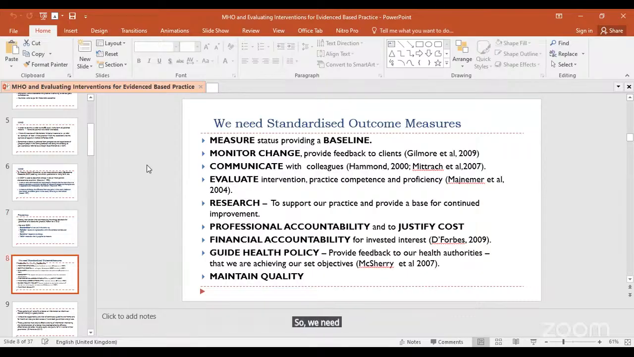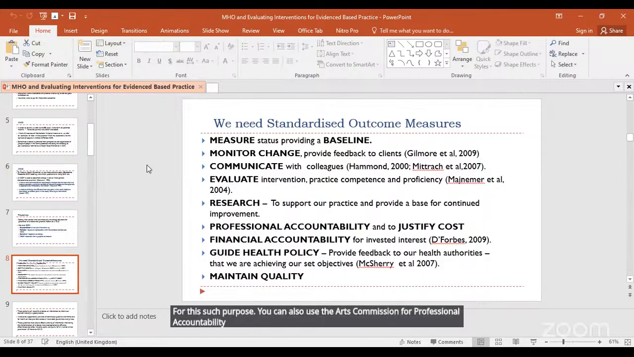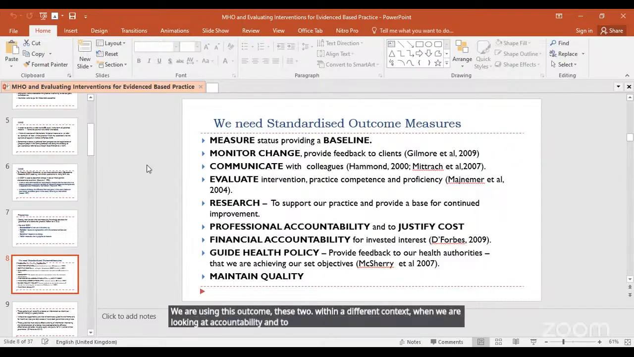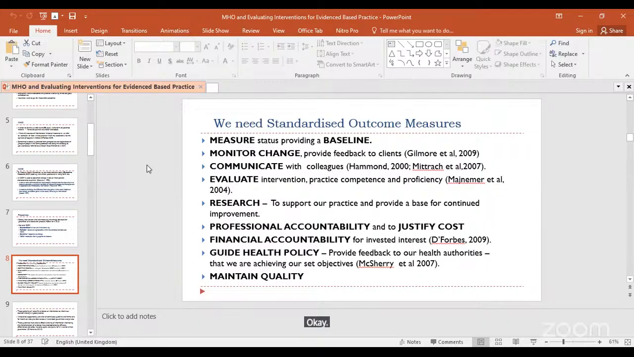So we need standardized outcome measures to measure status, provide a baseline to monitor change, provide feedback to clients, communicate with colleagues, evaluate our intervention, and show practice competence and proficiency for research purposes. We can also use the outcome measure for professional accountability and to justify the cost of treatment. Again, now we are using this tool within a different context when we are looking at accountability and justifying costs. Okay, I use a tool to measure range of motion. My goniometer, which is the simplest of tools. Can I use a goniometer to justify the costs of my intervention?